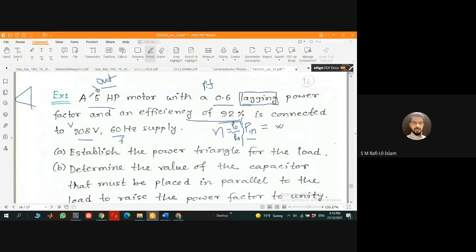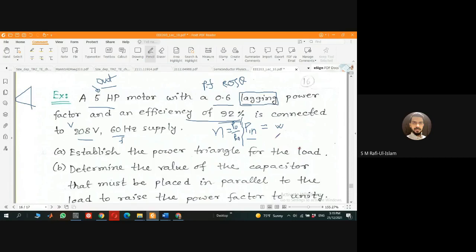Yes, sir, we can calculate it using this information. So input power is given, and this is the real power. My target is to calculate the Q value. You see the power factor is given. Power factor means cos theta is given, right?